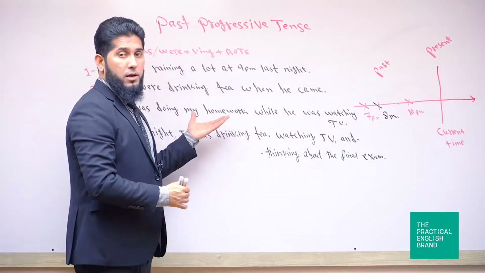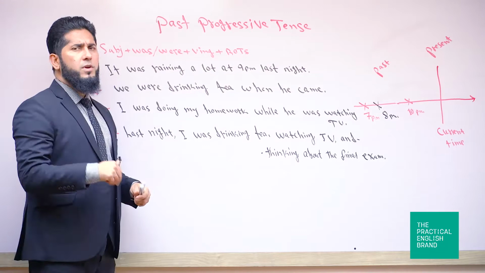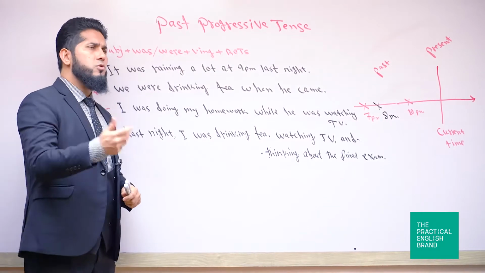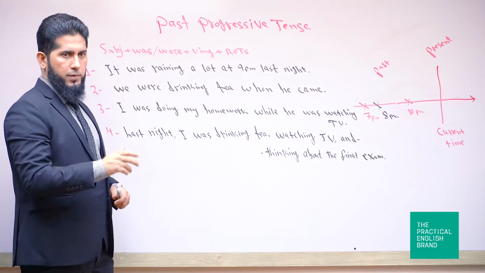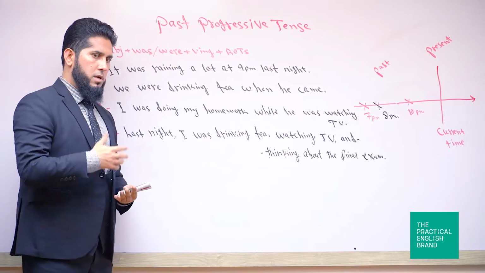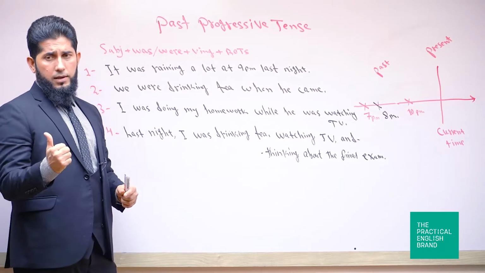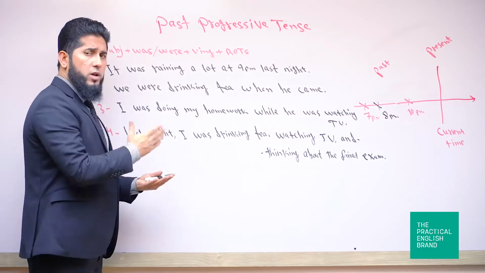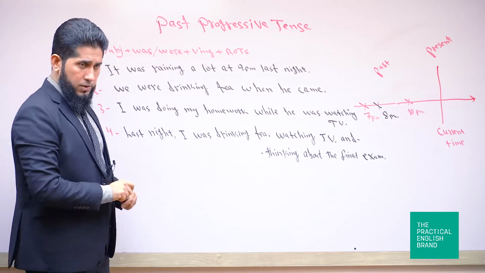Now let's go to the structure in these examples. Okay. So keep in mind that past continuous tense is also one of the most commonly used tenses in daily English. I mean, some tenses are very common in daily English and some tenses are not very common. I mean, they're used, but they are used rarely. But this is one of those tenses which are very common in daily English, okay?